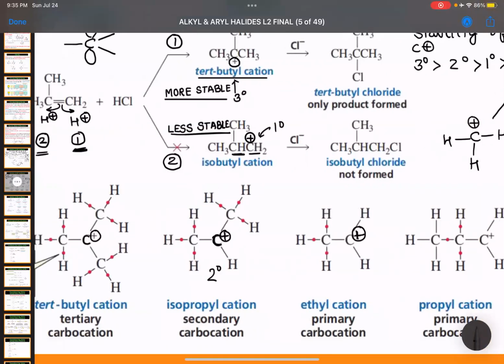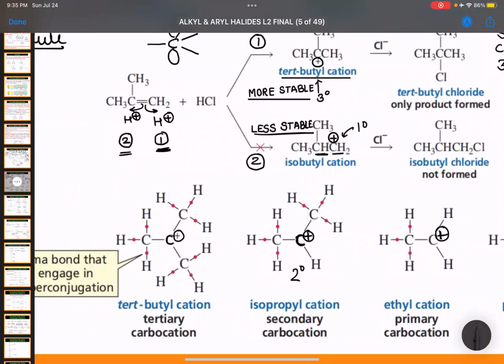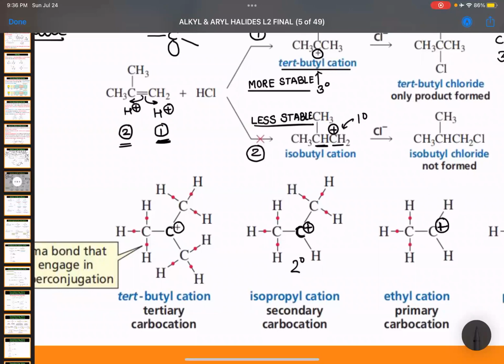So why are more branched carbocations more stable? What could be the reason? Can anyone tell me? Yeah, Samira, Darshan, Pavitra. No problem. If you don't know, just tell me. If you know, you can share it with me. What is the reason that makes a branched carbocation more stable? Yes, Samira, Pavitra, Darshan.